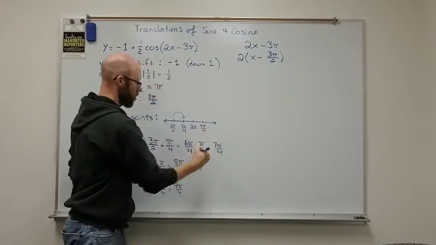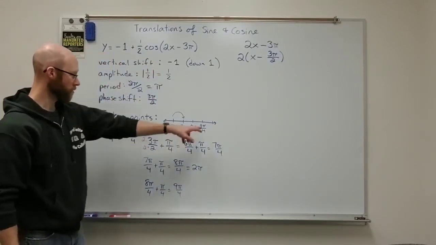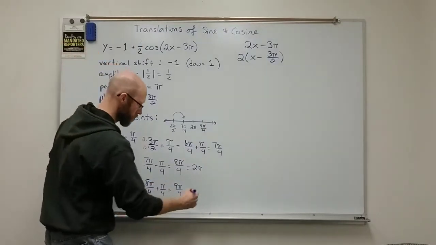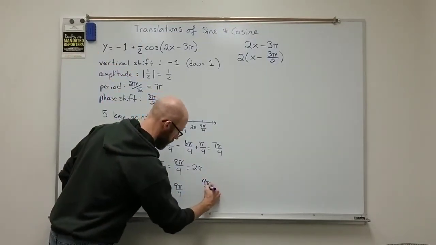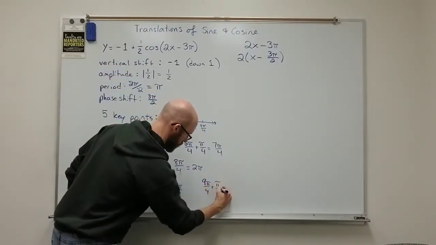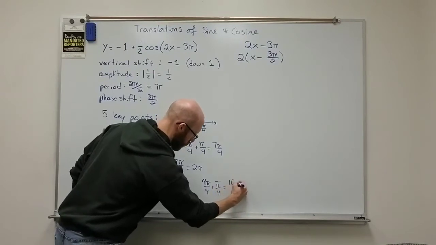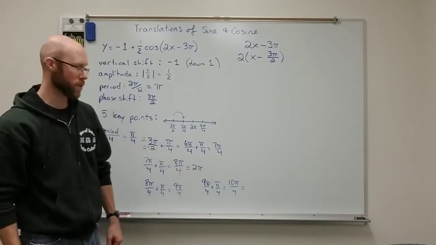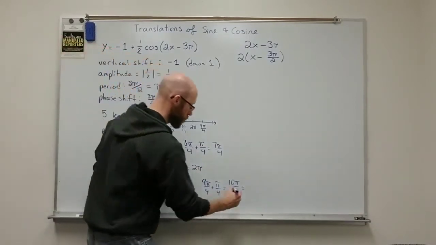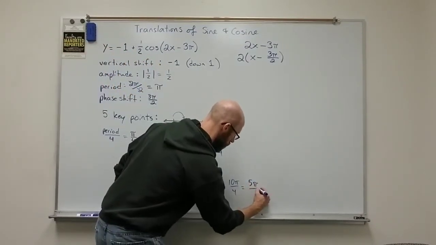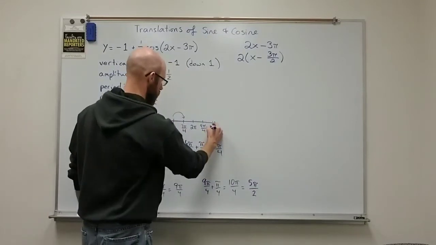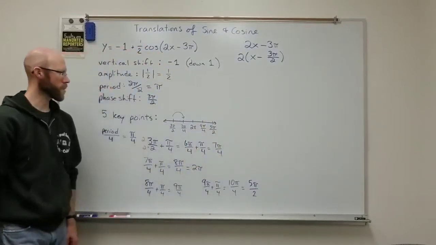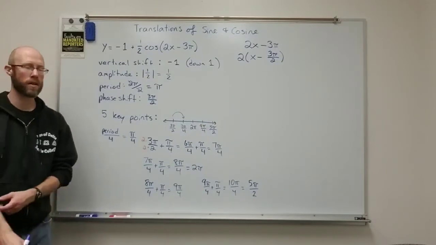9 pi over 4. And then finally, the last one, I'm going to take the 9 pi over 4, add another pi over 4. We'll do this over here. And we'll get 10 pi over 4. And of course, that reduces, they're both divisible by 2. That would be 5 pi over 2. All right, so that gives us our 5 key points.